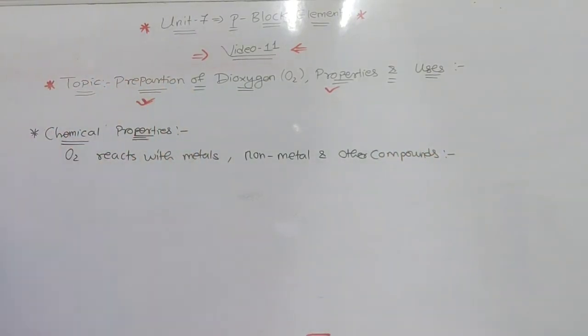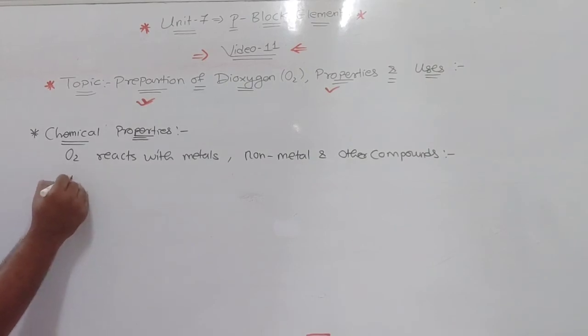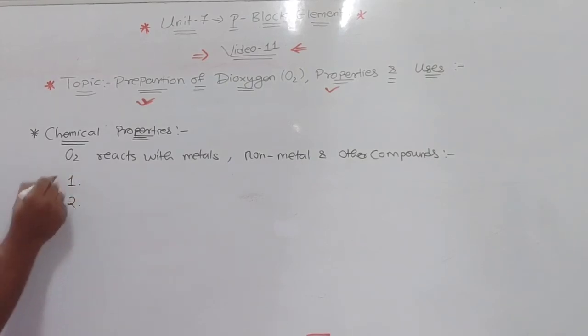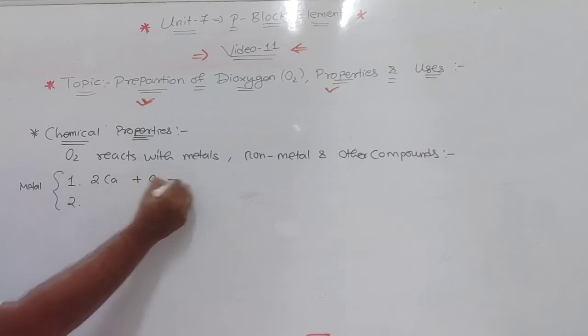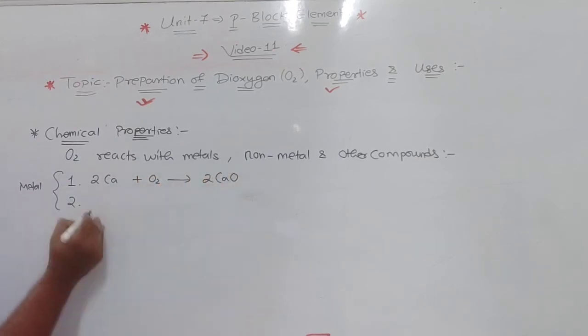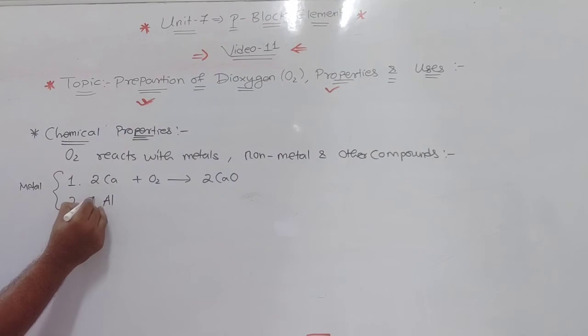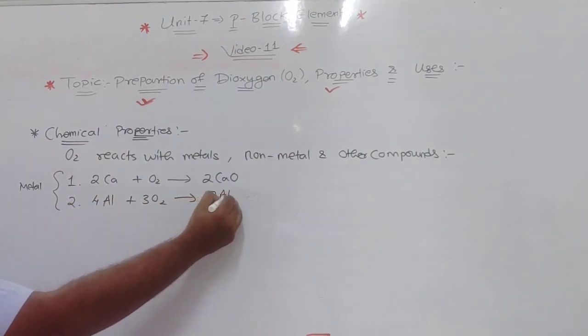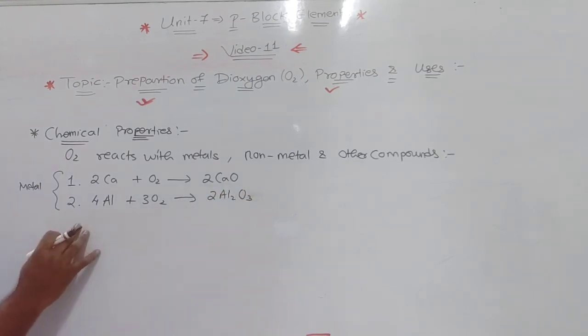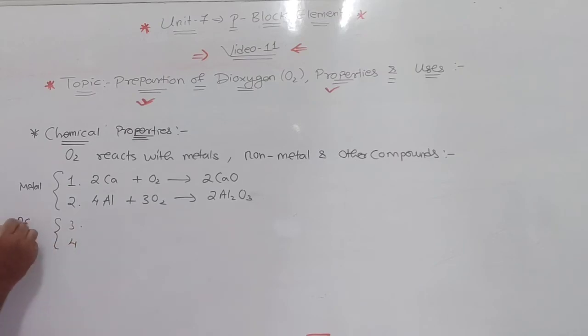That comes under chemical properties. When we talk about metals, calcium and aluminium, these two are metals. Clear? So 2Ca plus O2 gives 2CaO, calcium oxide. And for aluminium, 4Al plus 3O2 gives 2Al2O3. Understood? So this one was with metal. Then we will talk about non-metal.